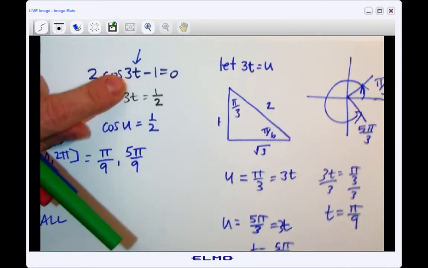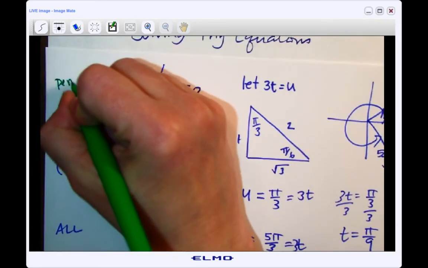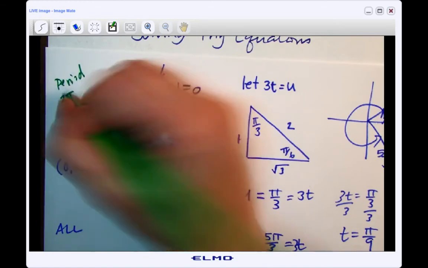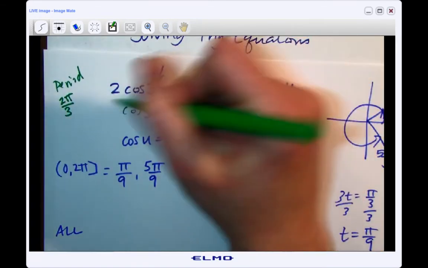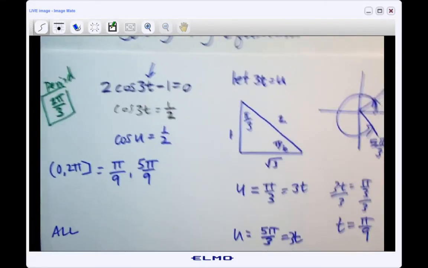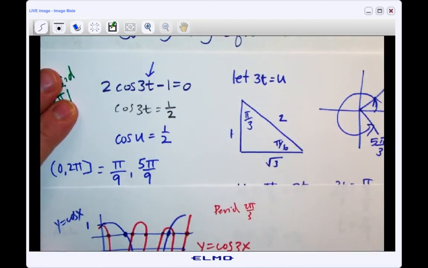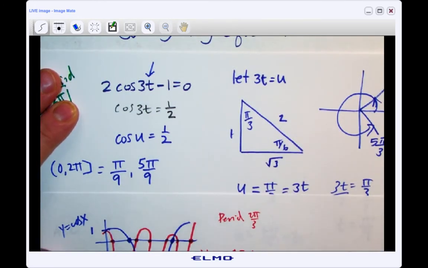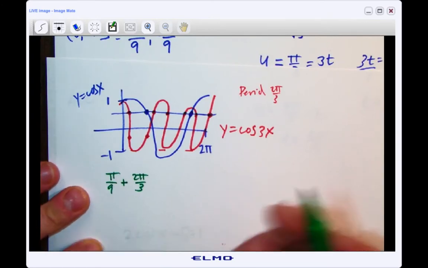Well, what did we just say the period of this function was? The period, of course, is 2 pi divided by that coefficient, because the regular period is 2 pi. This is a compression by a factor of 3, so that makes my period 2 pi over 3. So in order to find those other angles, I'm going to take my angle and add 2 pi over 3 to it. And I'm going to do that a bunch of times, well, until I find them all.